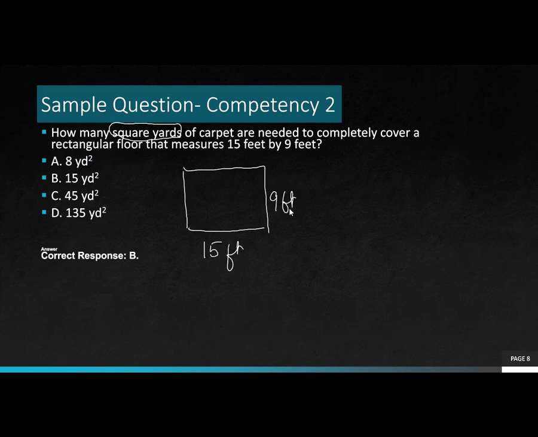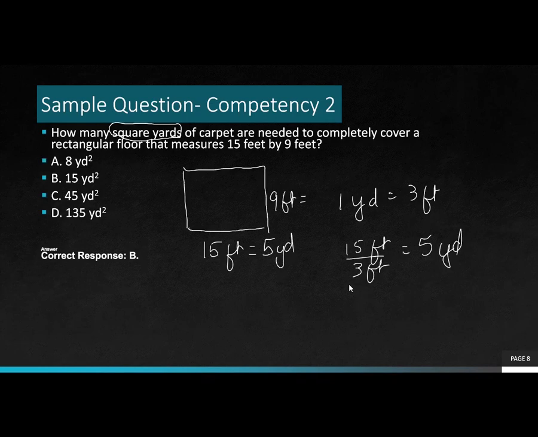We don't want to keep these in feet because feet is not the unit that they want to finish up. On your resource page, it does tell you that 1 yard is 3 feet. So what we're going to do is convert each of these measurements to yards. So 15 feet divided by 3 feet gives us 5 yards, and then 9 feet divided by 3 feet gives us 3 yards.